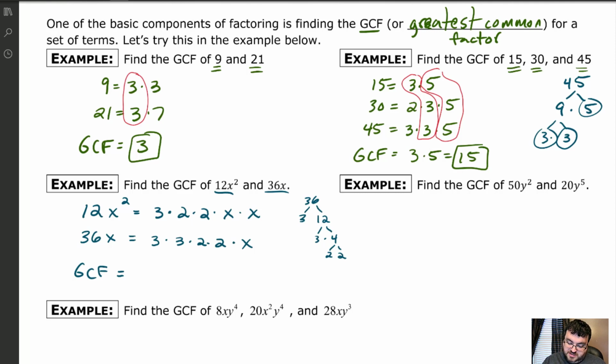Now we just want to figure out what's all in common. Well, I like to circle what's in common. I do see I have a 3 in common. I do see I have a 2 in common, another 2 in common, and there's an x in common. So I'm going to have a 3, a 2, a 2, and an x in common. So 3 times 4 basically is going to be 12x.